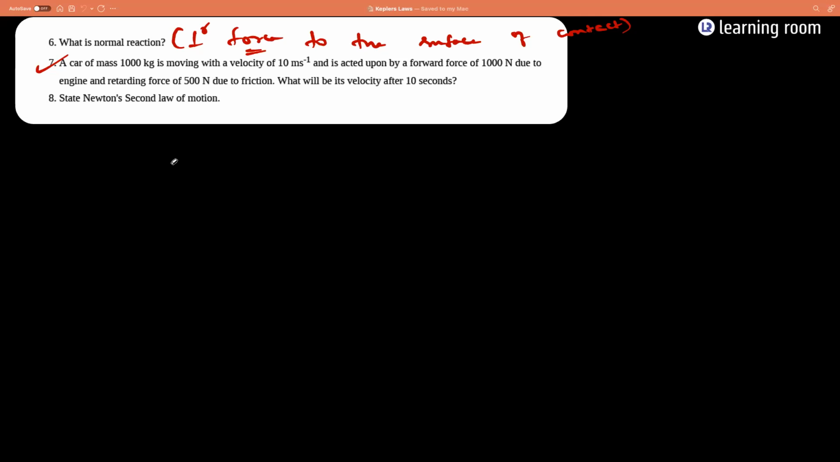Do it fast. 2 minutes time. Right. So U is how much? 10 meters per second. Correct? What is the acceleration?